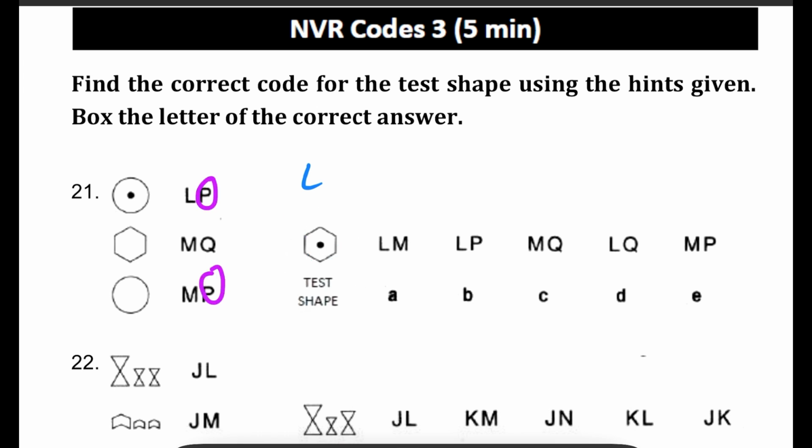These two both have a P as the second letter, and they are both circles. The test shape is a hexagon, same as this one. The second letter is a Q. LQ, the answer is D.